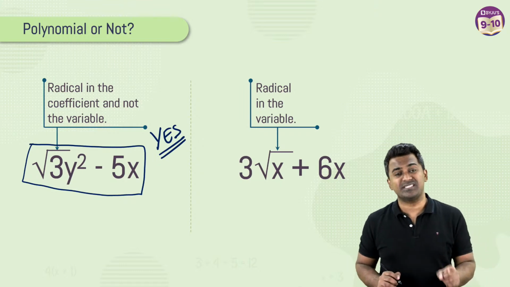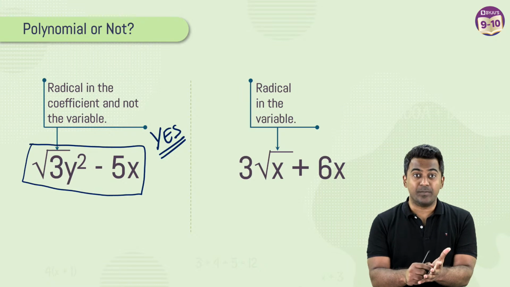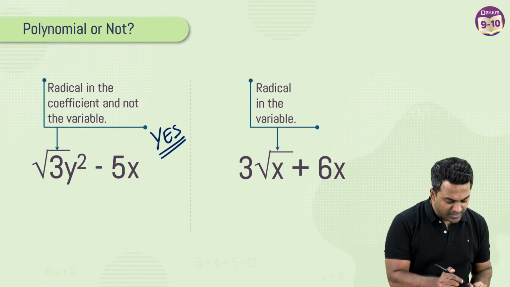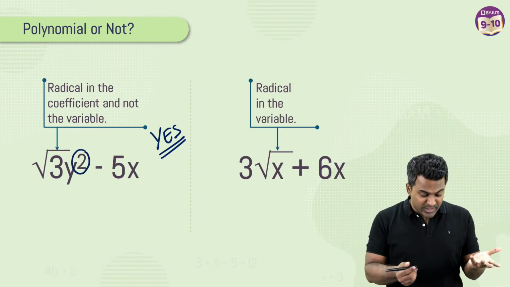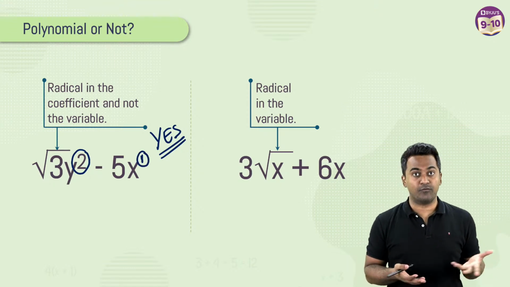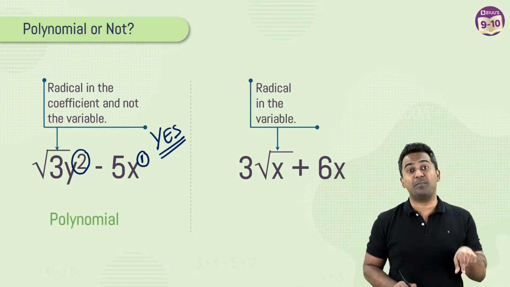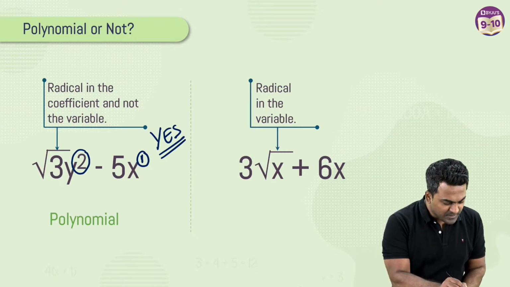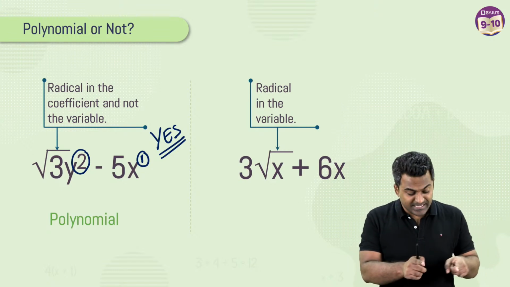What were the conditions? The power of the variable has to be a whole number. What is the variable here? Y. What is the power? 2. Is 2 a whole number? Yes, 2 is a whole number. What is the power of x here? 1. Is 1 a whole number? Of course it is. So this is going to be a polynomial. Now you understand why it is a polynomial, because we've simply checked the power of the variable. The power of the variable is a whole number.